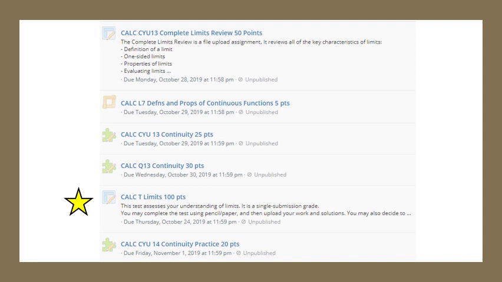In order to get the full credit, you must take a screenshot of the problems that you have completed and submit that screenshot into Schoology. That will be the evidence of your completion of the assignments. On Wednesday, there will be a small 30-point quiz on continuity. The big limits test is on Thursday, and then Friday you see the practice worksheet.